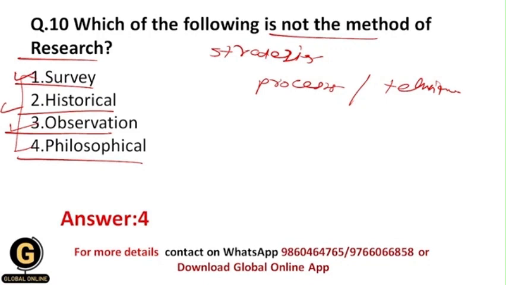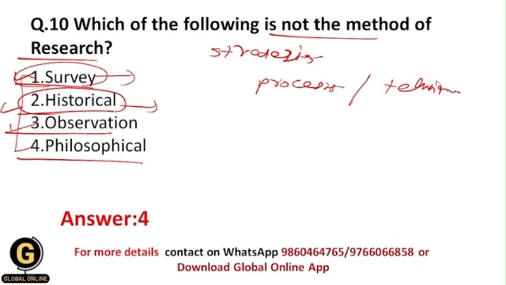And that's why your correct answer should be 4, because within the survey we can ask questions to the respondents and respondents give us the answers. Within the historical method of research, basically we can collect the data from the past. Basically we can collect the data through the people in the past.